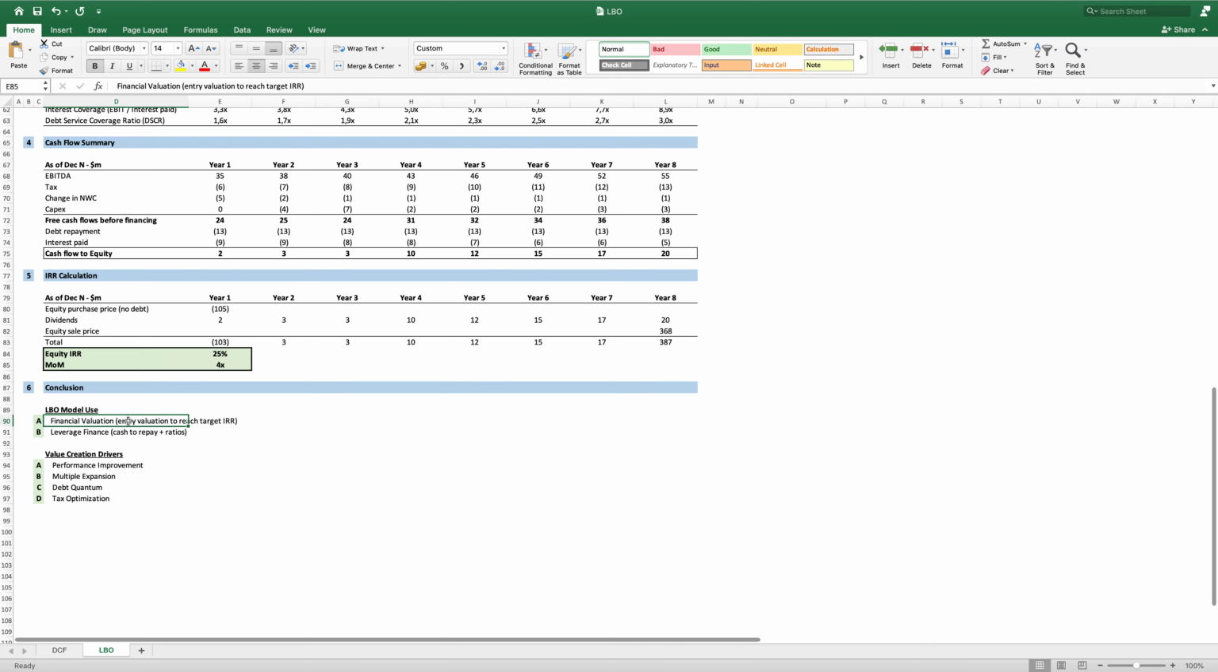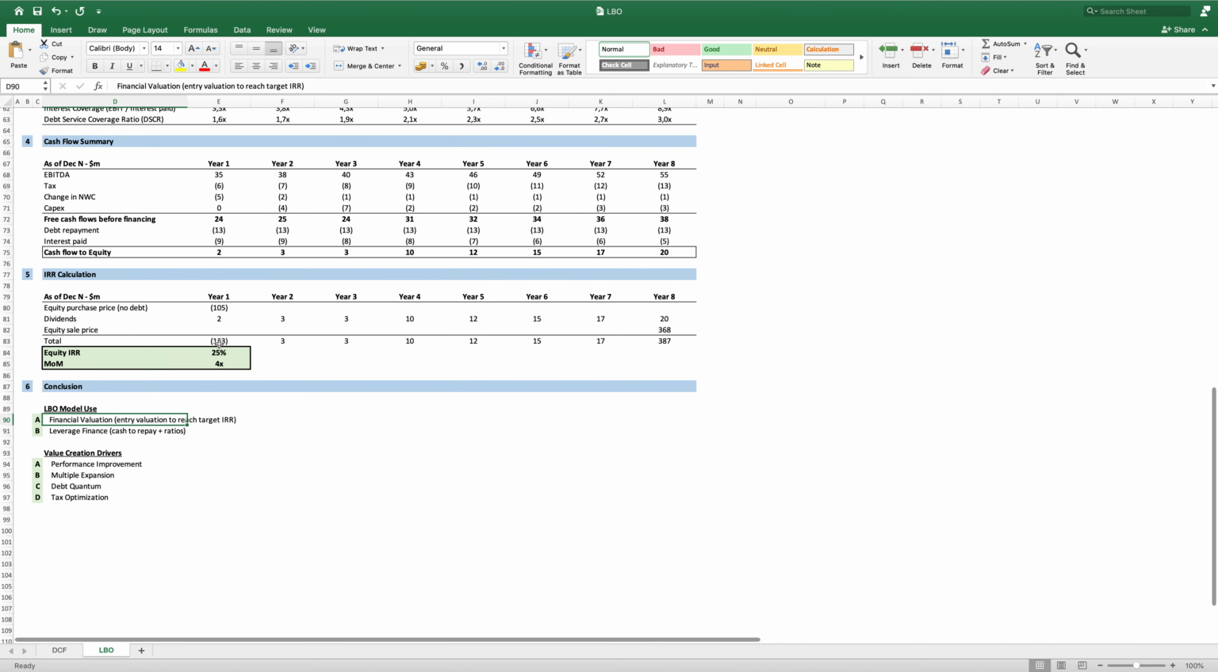So as a conclusion, just wanted to remind you that we use such models from a financial valuation perspective in order to define which acquisition price would enable the financial sponsor to reach the target IRR, and also from a leverage finance perspective in order to check whether the target company generates enough cash flow to support the financing structure.